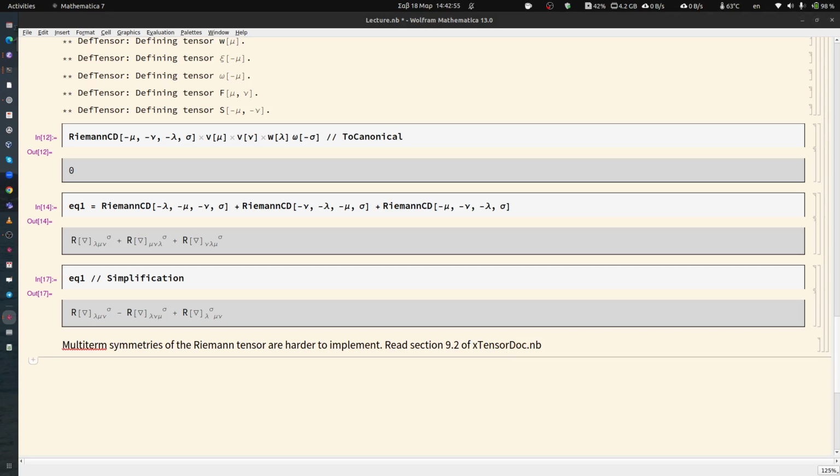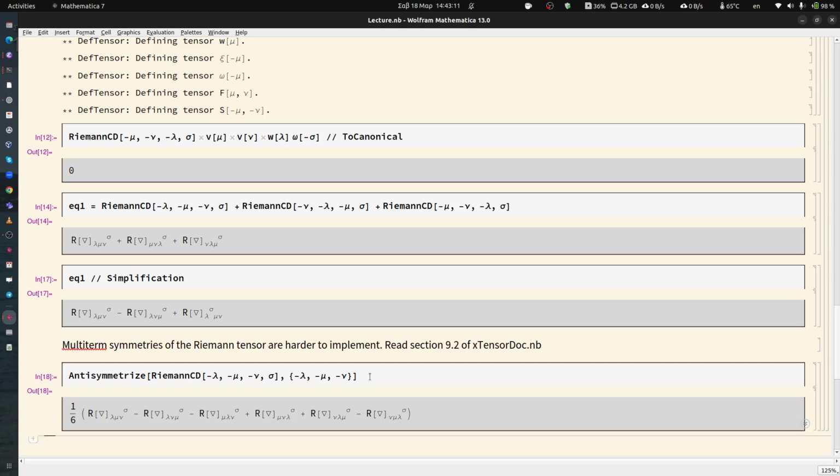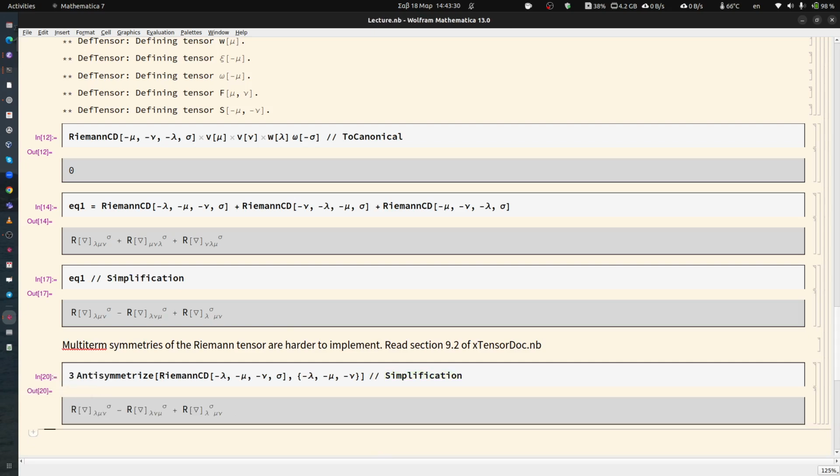So let's look how we can write down this expression that should be 0 because of the symmetries of the Riemann tensor. We can use the function Antisymmetrize, and we obtain the same result as before if we apply Simplification. So multiplying this by 3 will give us the same expression as before.